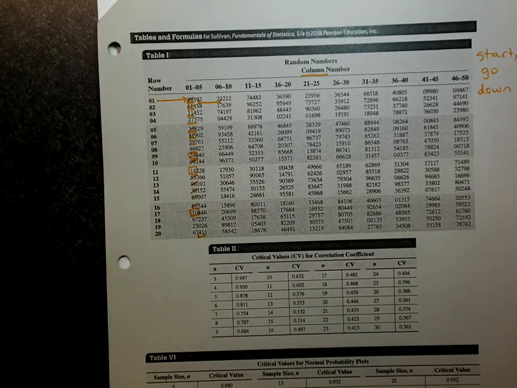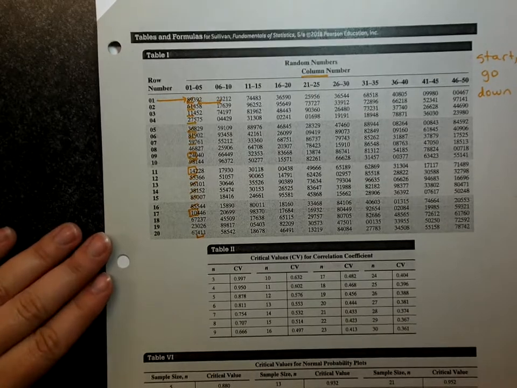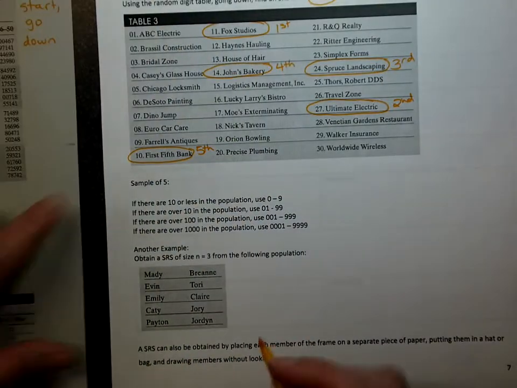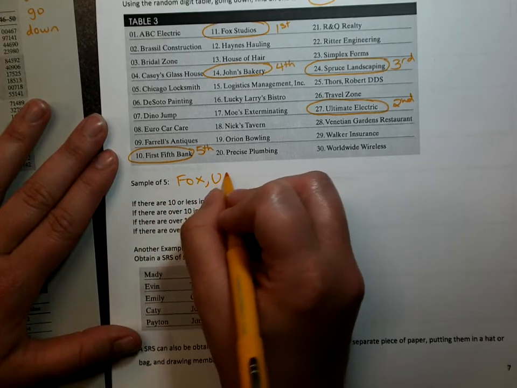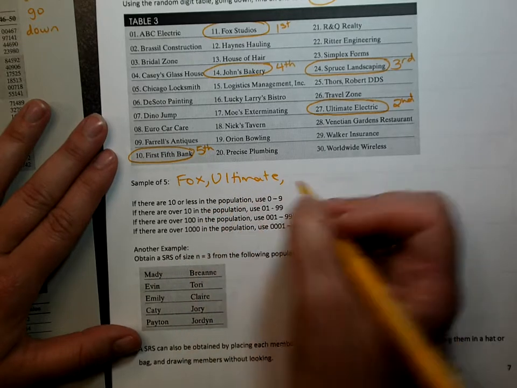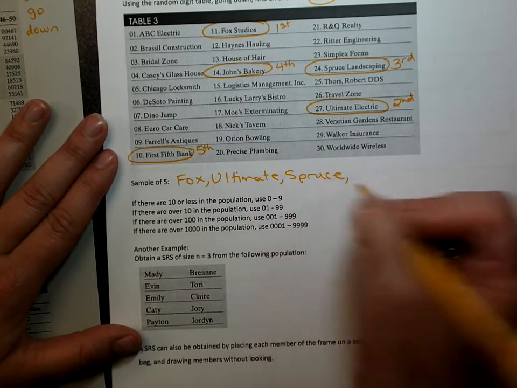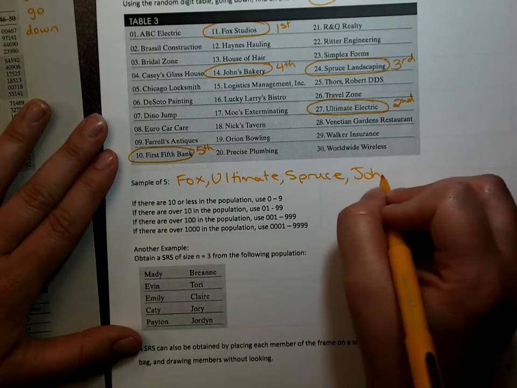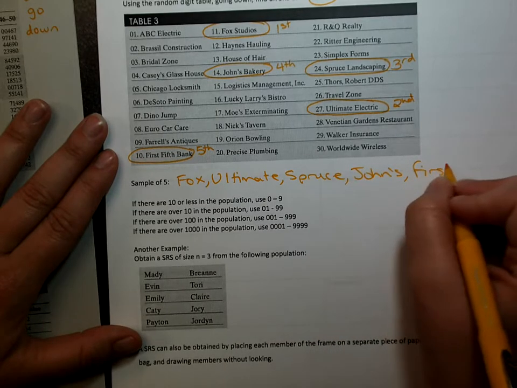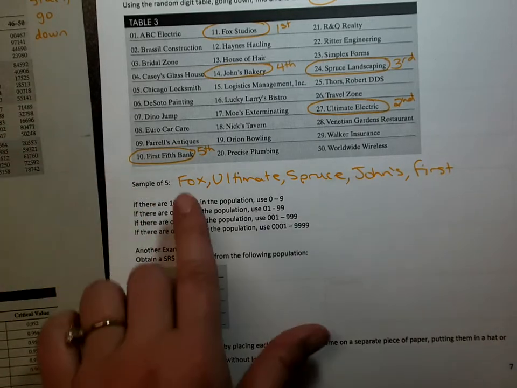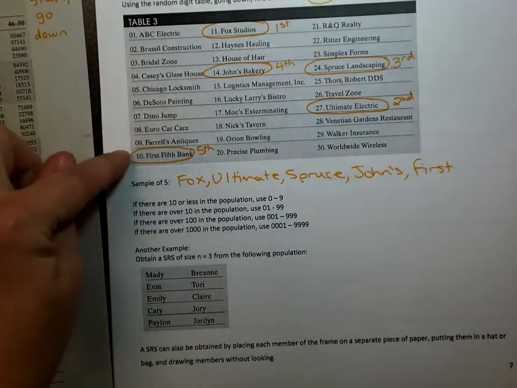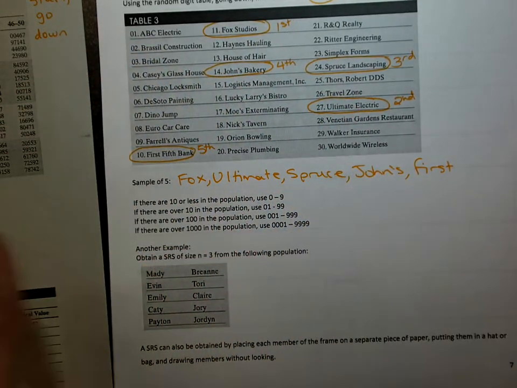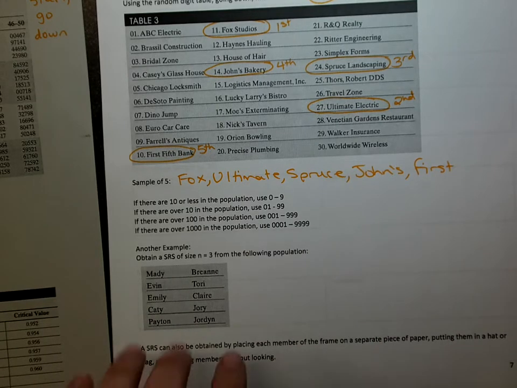So again, a little confusing. I don't want to over-explain it here, but if you have any troubles with that in the homework, let me know, because it is a little tricky. So our sample of 5 was the Fox Studios, and then the Ultimate Electric. Then we chose the Spruce Landscaping, and then John's Bakery, and then the First Fifth Bank. So the homework wants you to put the results in the order they were chosen, and they sometimes want the numbers in the order they were chosen or the names in the order they were chosen. So I know that can be a little tricky sometimes.